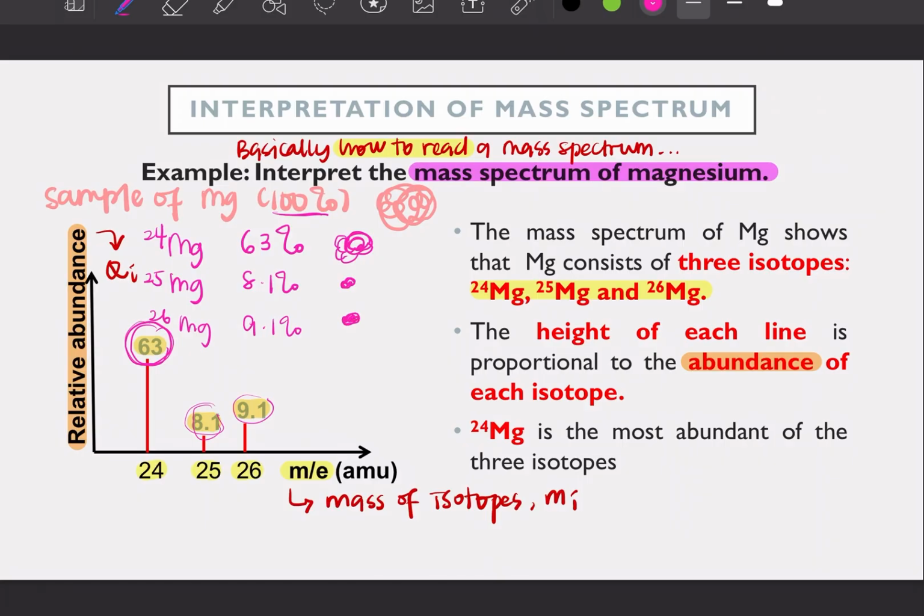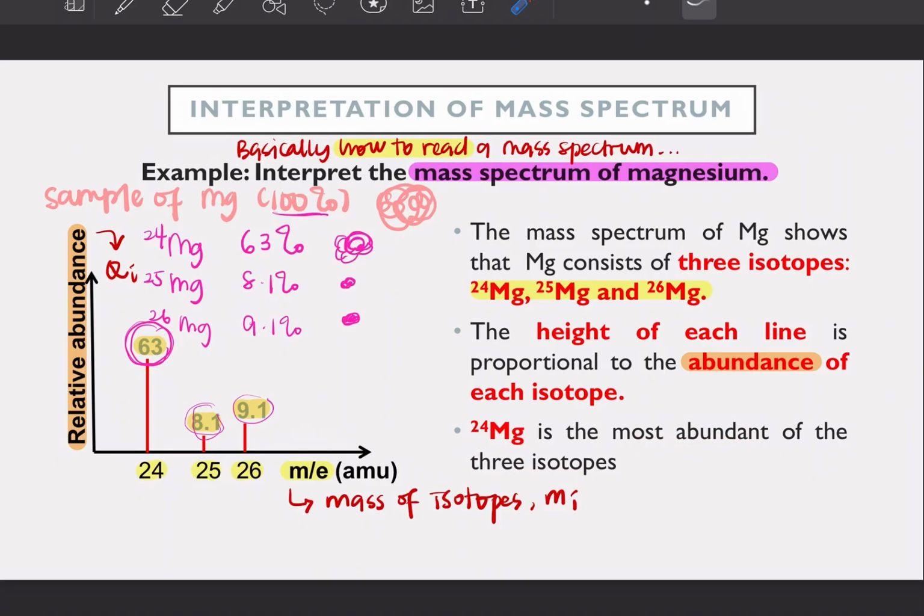Okay. So maksudnya sekarang awak tahu, now you know that your isotopes are this much, okay? This much in like 100% in your sample of magnesium, okay? So from there, we know that magnesium 24 is the most abundant of the 3 isotopes. Magnesium 24 paling banyak yang awak boleh jumpa antara 3 isotop tu, okay?